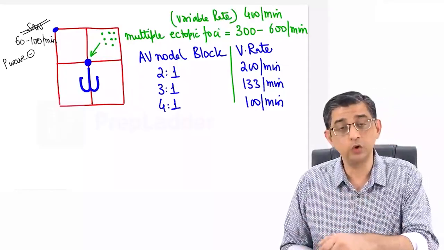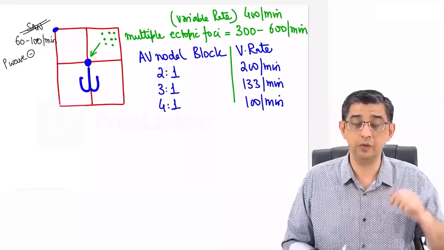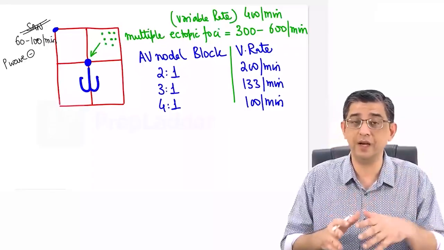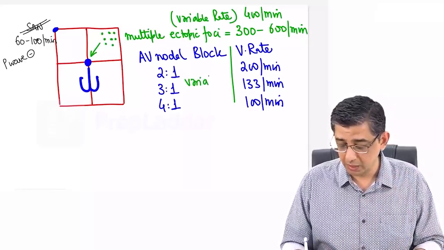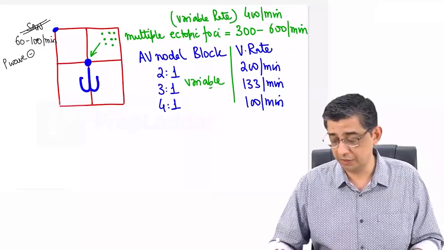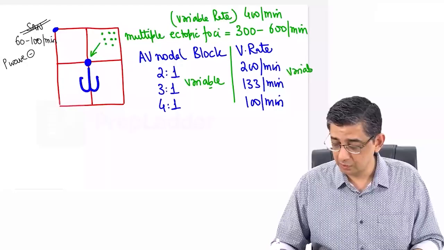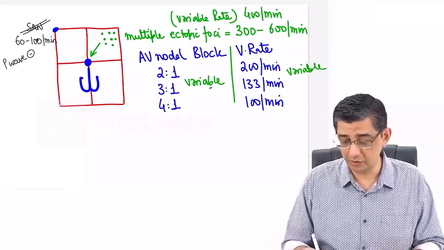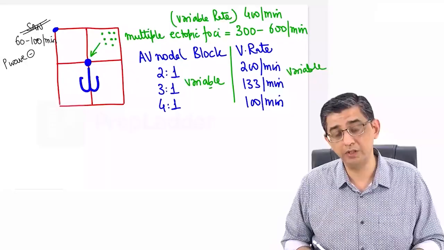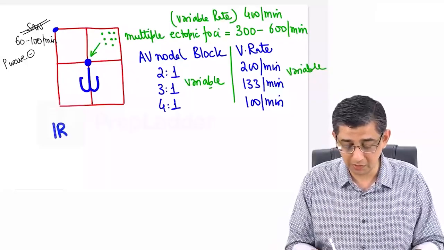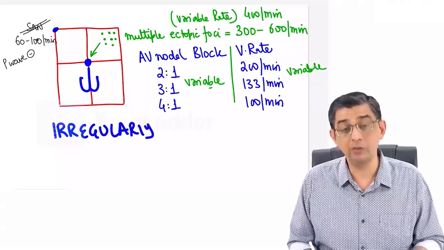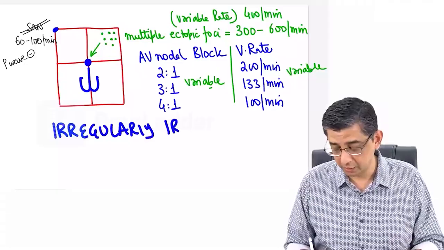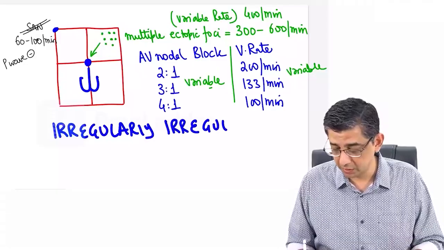Because the ectopic foci, and listen to this part very carefully, are going to fire at a variable rate, therefore the AV nodal block will also be variable. And if AV nodal block is variable, then the ventricular rate will also be variable. Why I explained this variability is because every time you read atrial fibrillation in a medicine textbook, it always says this word, irregular pulse. I've tried to explain to you why in atrial fibrillation it is written irregular pulse.